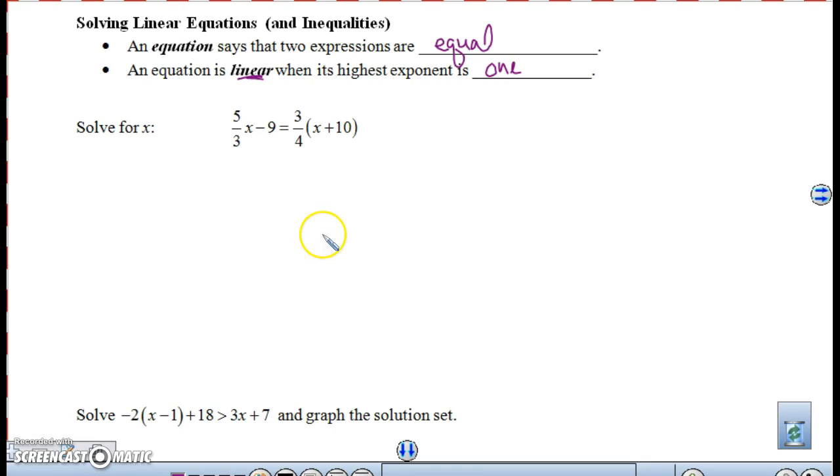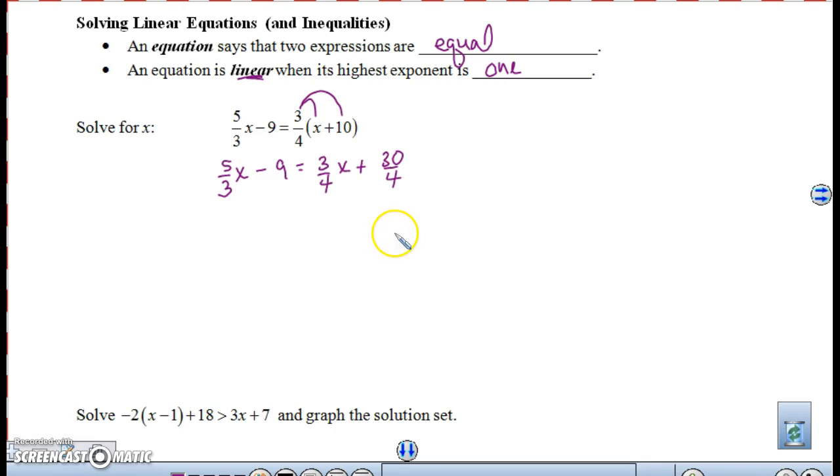All right, so what are the steps for solving a linear equation? Well, we have 5/3 x minus 9 is equal to 3/4 times the quantity x plus 10. What do we do first? Well, remember our steps. First step, distribute. We have to distribute through our parentheses. All right, so we have 3/4 times x, and then 3/4 times 10, which is equal to 30 over 4. I'm going to leave that reduced for just a second.